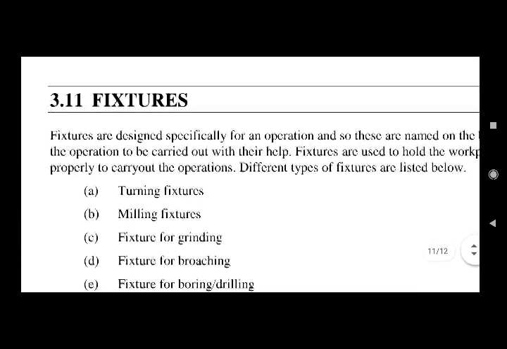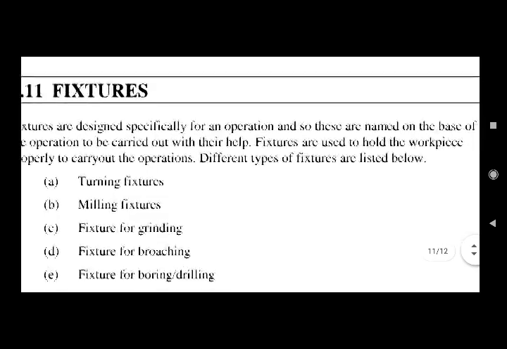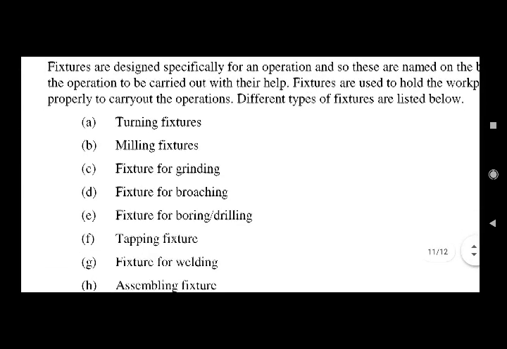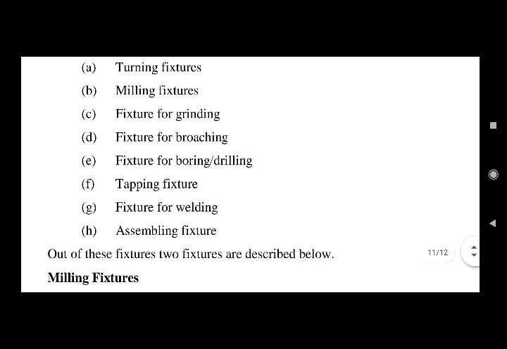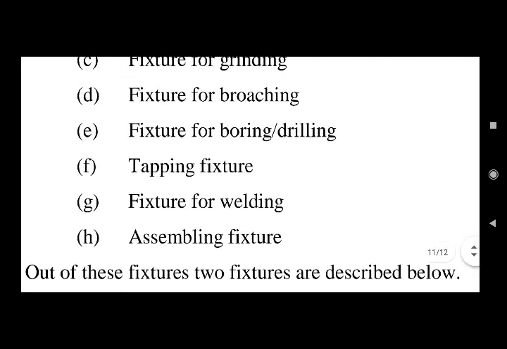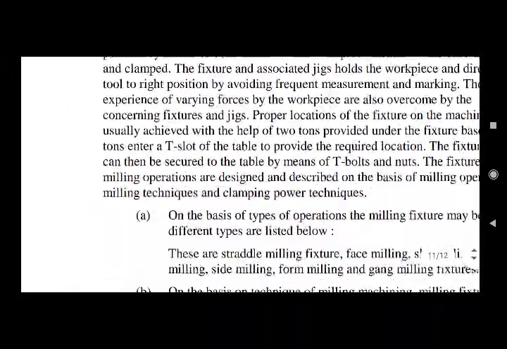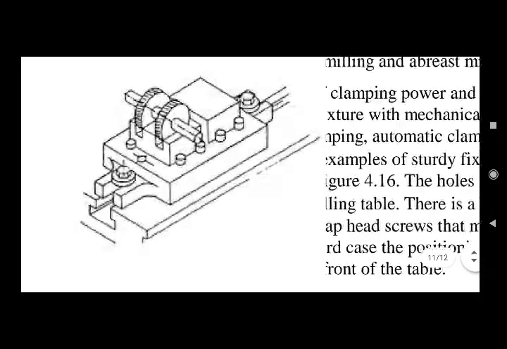Fixtures. Different types of fixtures are used to hold the workpieces properly to carry out the operations. They are turning fixtures, milling fixtures, fixtures for grinding, fixtures for broaching, boring, tapping, welding, assembling, etc. So these are the different types of fixtures we are going to cover in the next lecture.